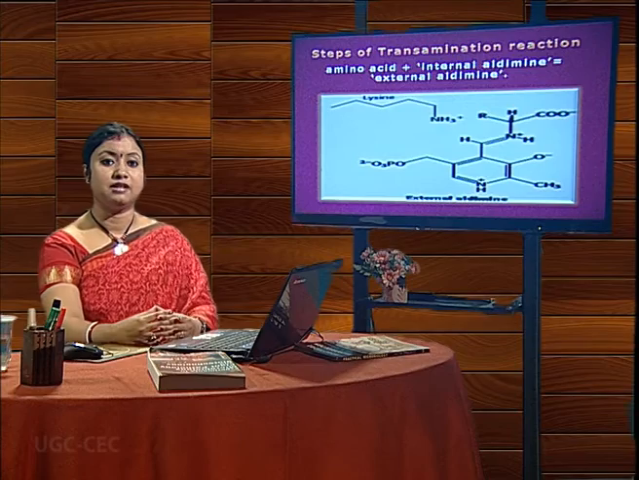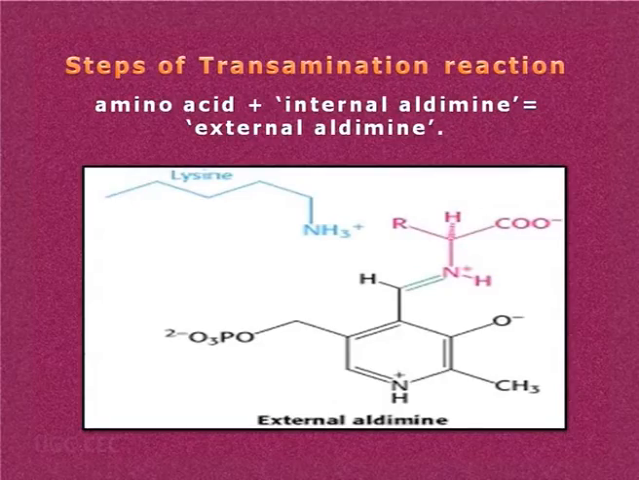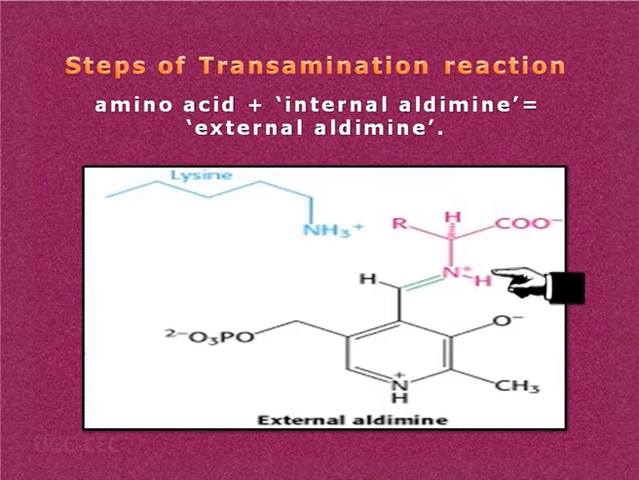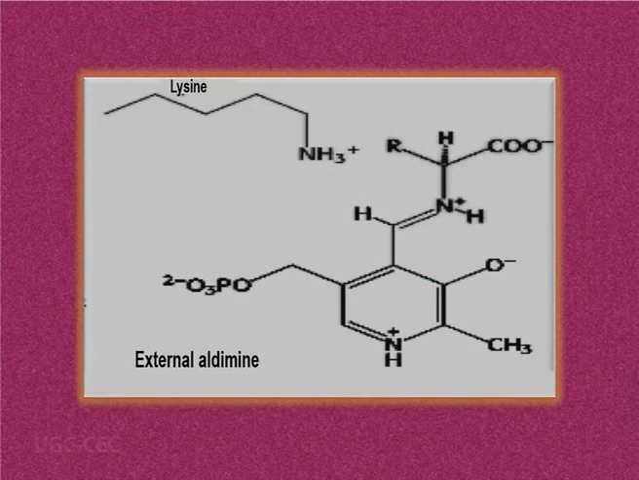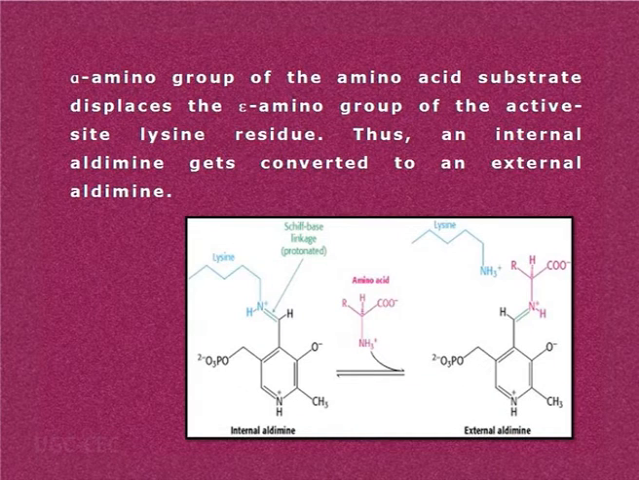The next step is the conversion of internal aldimine to external aldimine. How does this happen? The epsilon amino group of lysine at the active site of the enzyme is replaced by the alpha amino group of the amino acid and hence results in the formation of external aldimine. This external aldimine is connected with the enzyme through multiple non-covalent interactions. Here it is summarized how internal aldimine is converted to external aldimine.